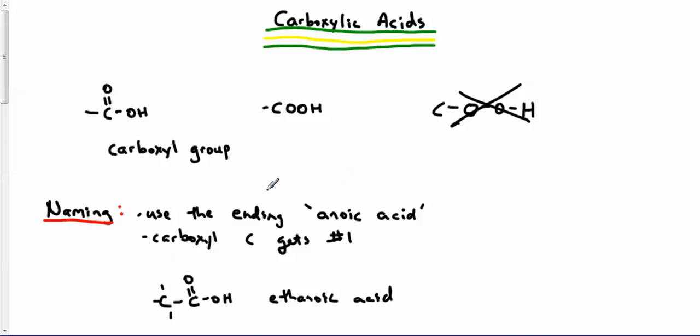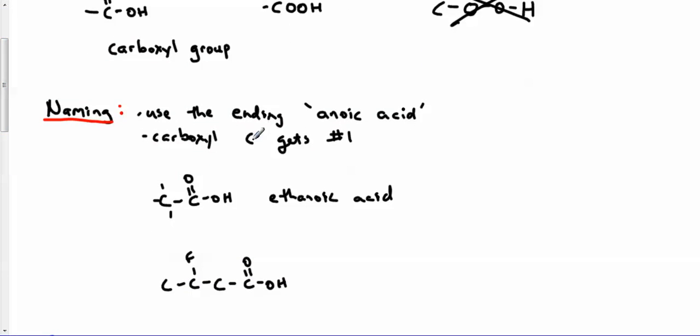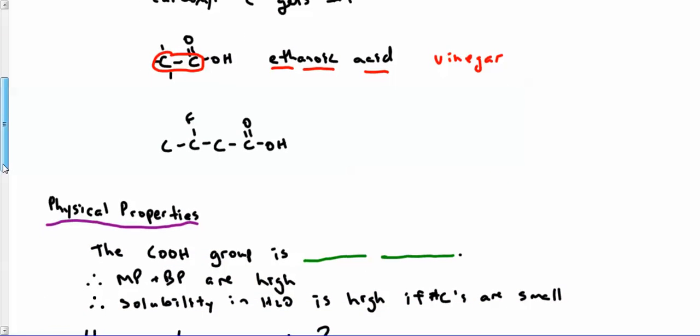Okay? Naming, we use the ending anoic acid, and the carboxyl carbon gets number 1. So here I have a longest chain of 2 carbons. So I'm going to use ethan, and then I put on the ending anoic acid. This is also known as vinegar. Although the vinegar we use is watered down tremendously, or else it would be quite a biting taste.